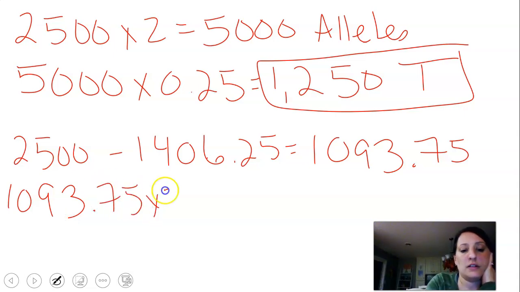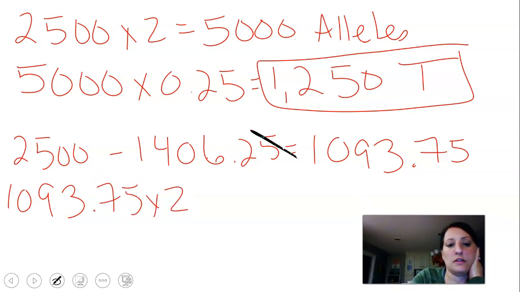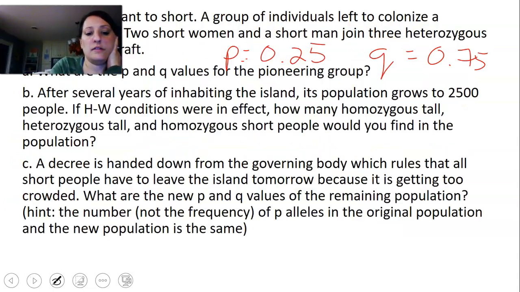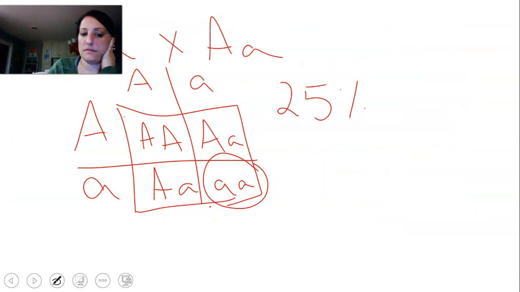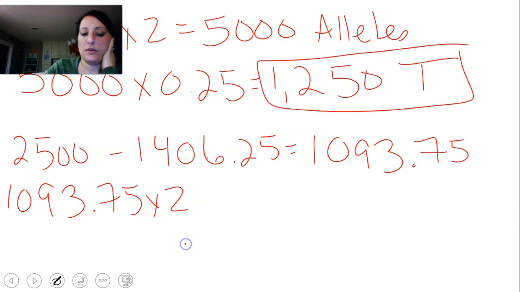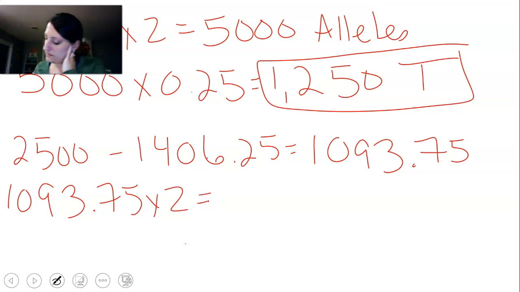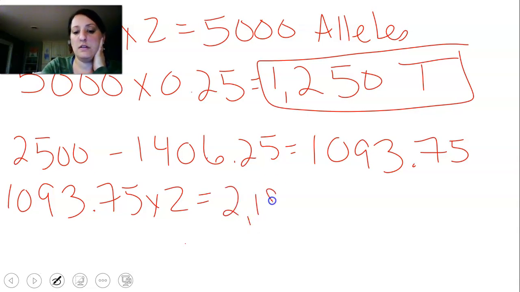1,093.75 times 2. This is going to give us the number of alleles, the number of alleles left in the population. So just do that math. That's 2,187.5. Okay. So that's how many alleles are left.